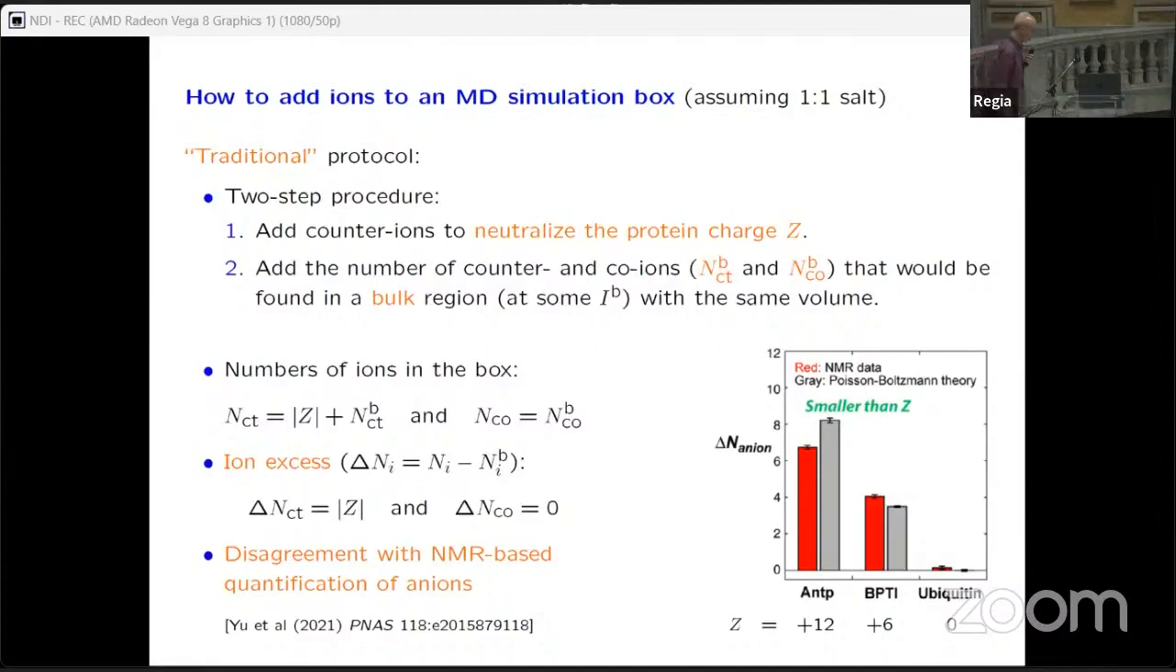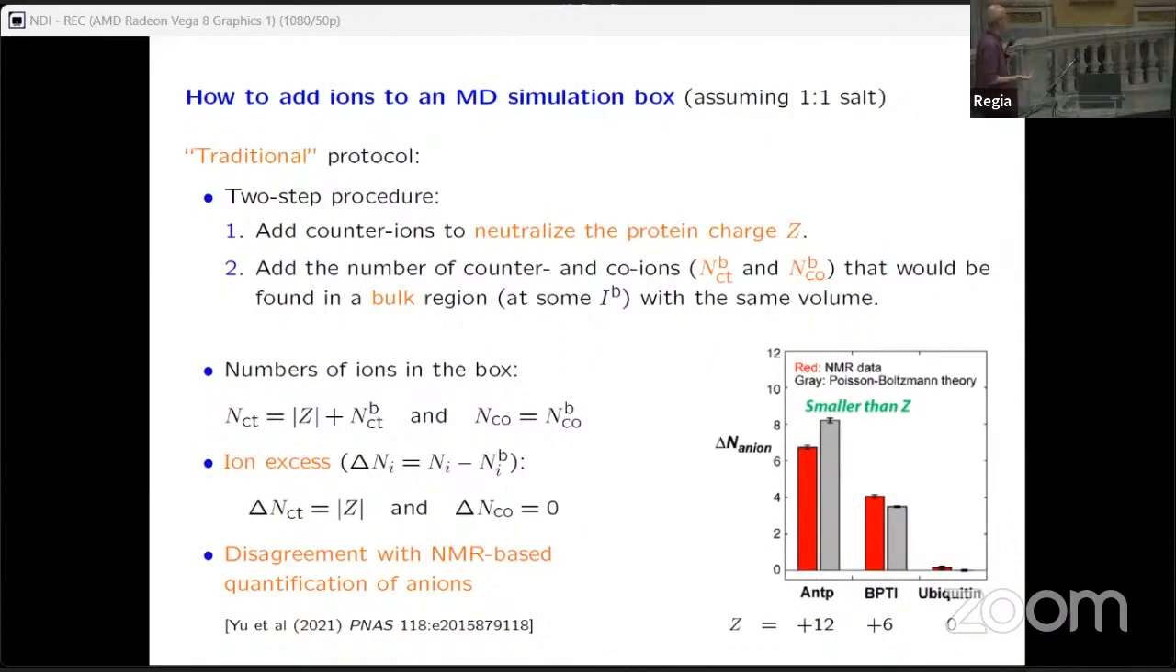I think that the most traditional, I will put traditional there just for the lack of a better word, to describe this protocol, is one of the most used ones that I've seen. It's basically a two-step procedure. You first add counter ions to neutralize the charge of your protein. And then on top of that, you add an amount of ions, both counter ions and co-ions, that you would usually have in the bulk solution from a region of the same size. So the protocol has these two steps.